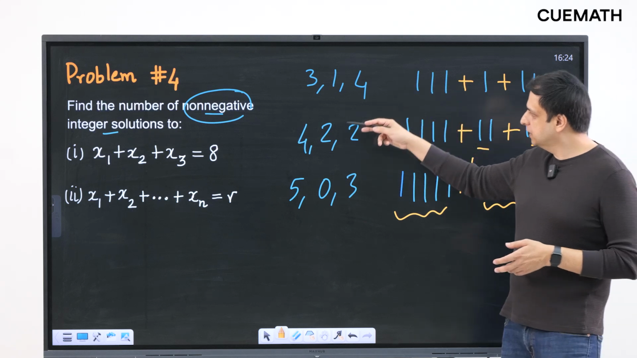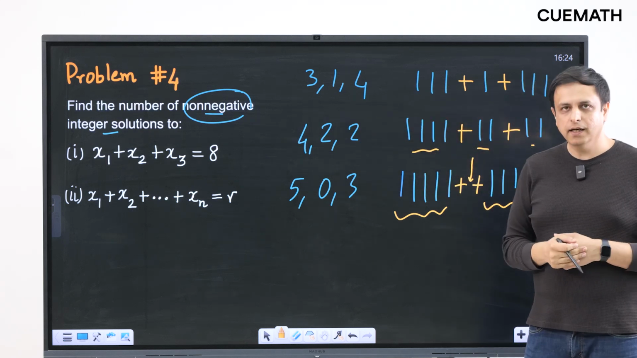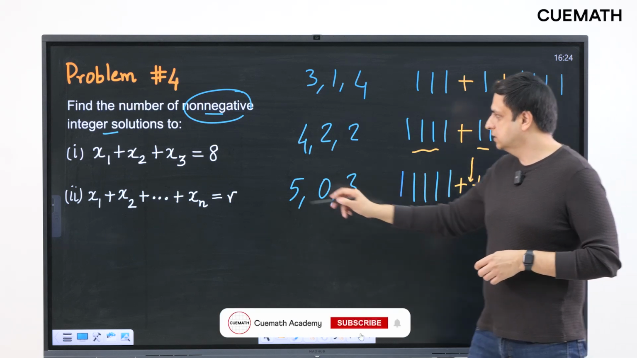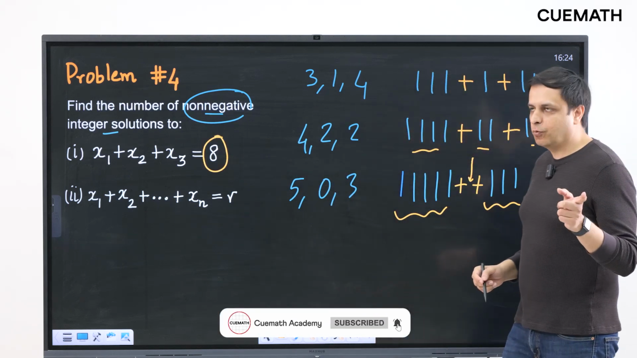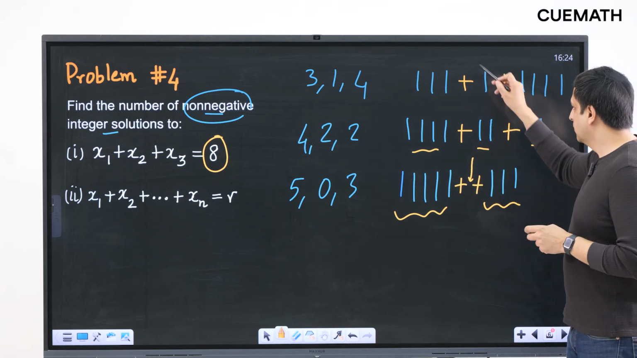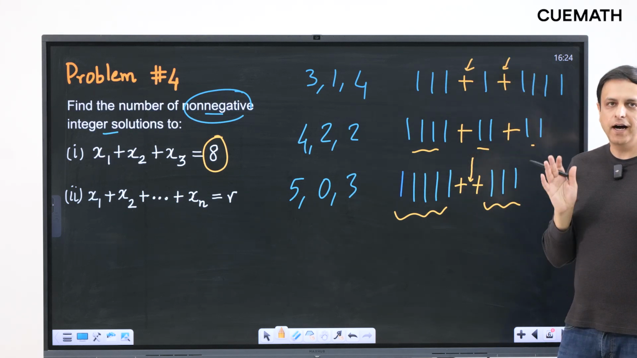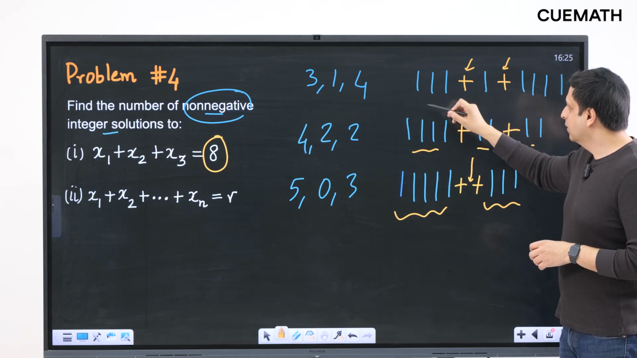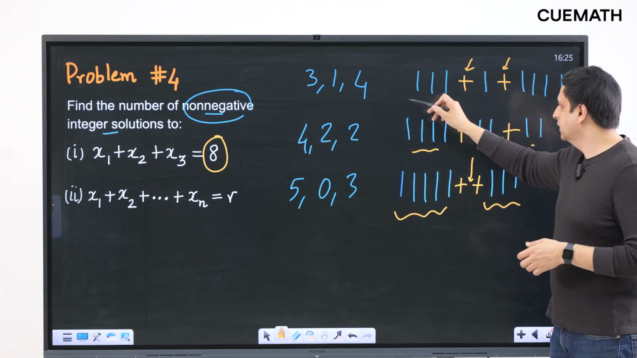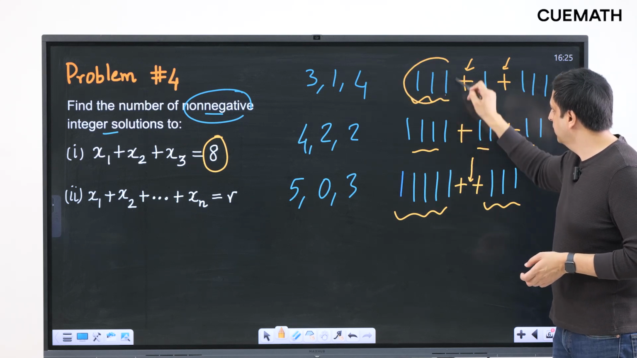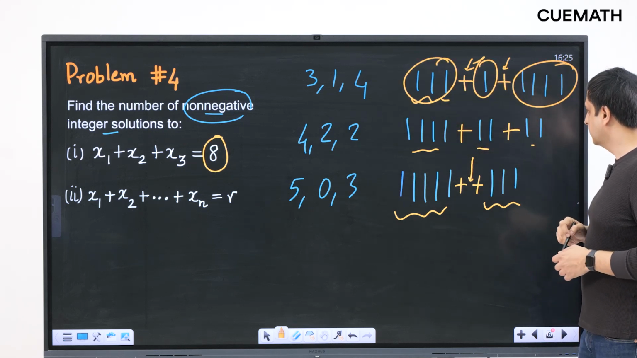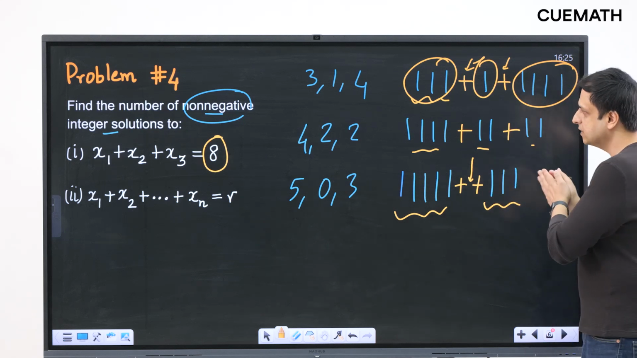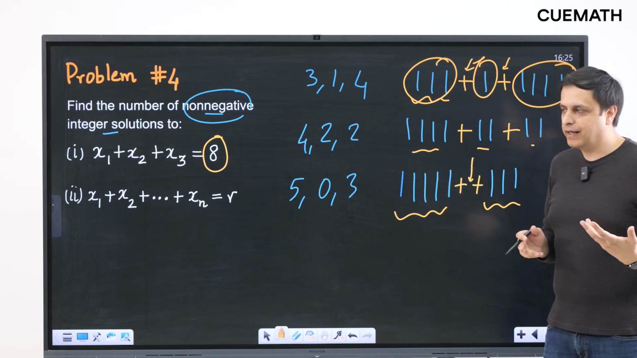So every solution I was able to transform into a string. And what is the string? Each of these strings has 8 ones because on the right side we have 8. So 8 ones and 2 plus signs. Why 2 plus signs? Because there are 3 variables. Because there are 3 variables, the 2 plus signs allow us to partition the sequence of ones into 3 parts. So in this case, for example, here, here, and here. So that's the 3 variables. In this case, we have nothing between the 2 plus signs, so that's 0. So in every string, we will have 2 plus signs and we will have 8 ones.